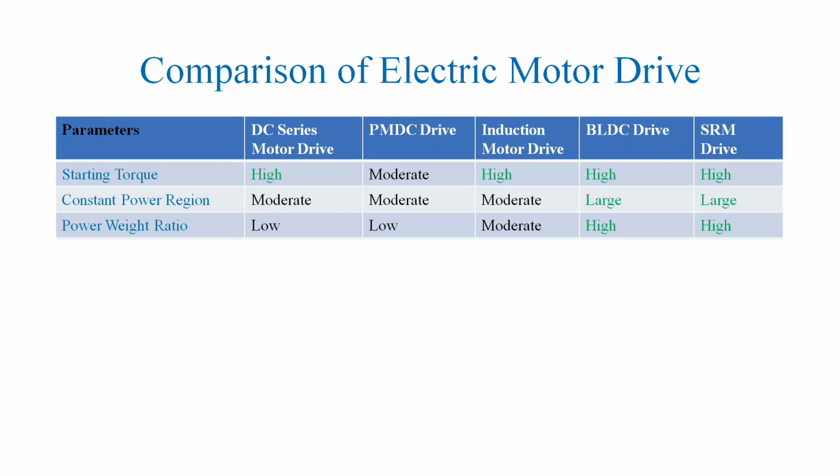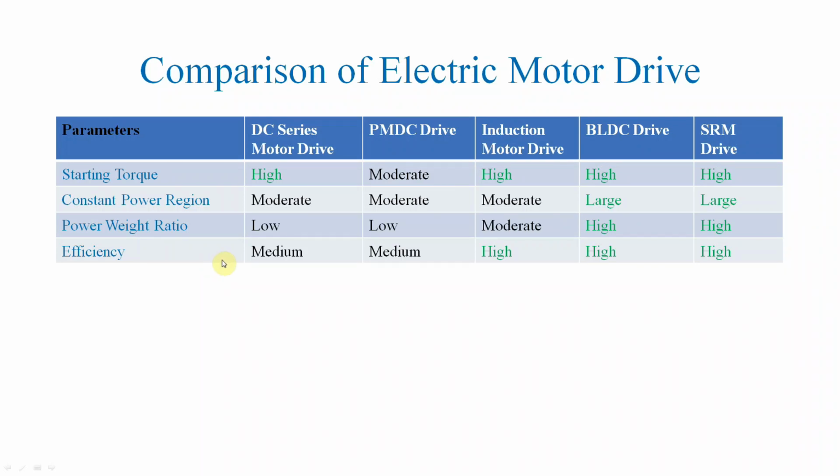Now the power weight ratio. The power weight ratio of DC motors and PMDC motors is low because they require extra components like the commutator and brushes, which add weight. The induction motor has a good power weight ratio. Good design can also change it from moderate to high, but BLDC and SRM motors generally have a high power weight ratio. That means they come with a compact and smaller size compared to all other motors. So here is the benefit.